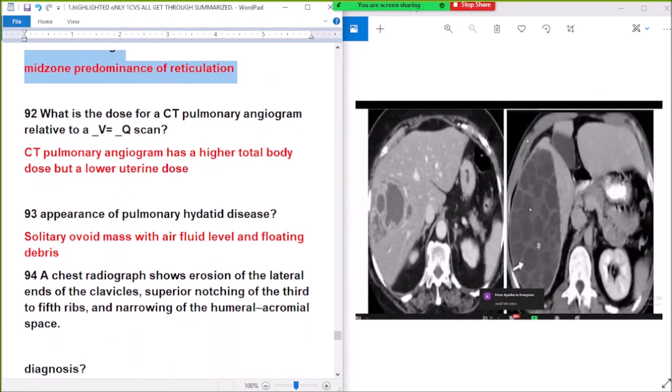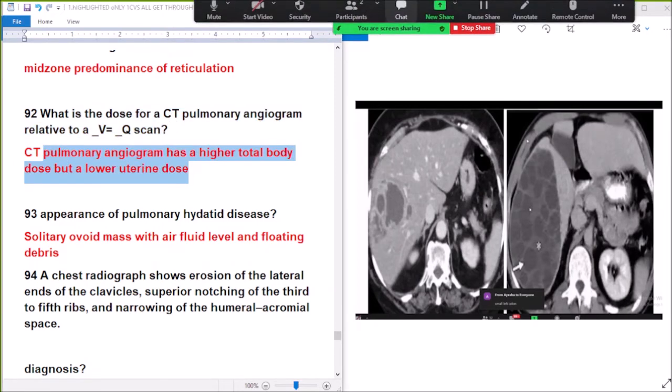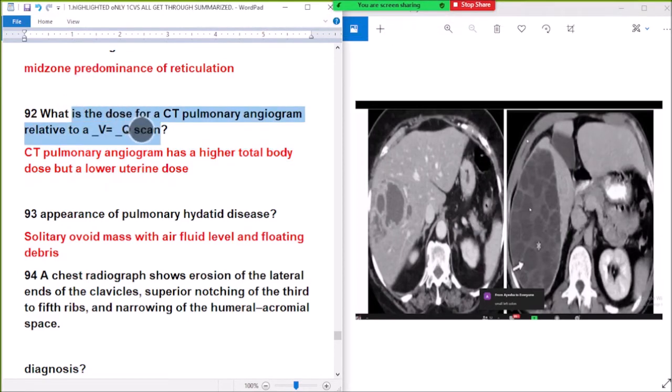Question 92. What is the dose for CT pulmonary angiogram relative to a VQ scan? CT pulmonary angiogram has a higher total body dose but a lower uterine dose.